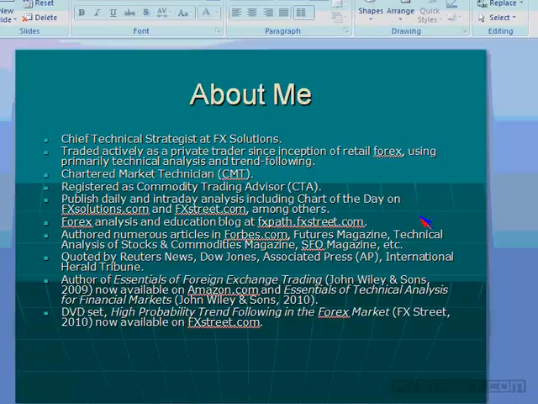as well. I publish daily and intraday analysis, including my chart of the day that you'll see on fxsolutions.com, as well as fxstreet.com, among many others. I have a Forex analysis and education blog at fxpath.fxstreet.com. And I've authored numerous articles in such publications as you see here: Forbes.com, Futures Magazine, Technical Analysis of Stocks and Commodities Magazine, as well as SFO Magazine.